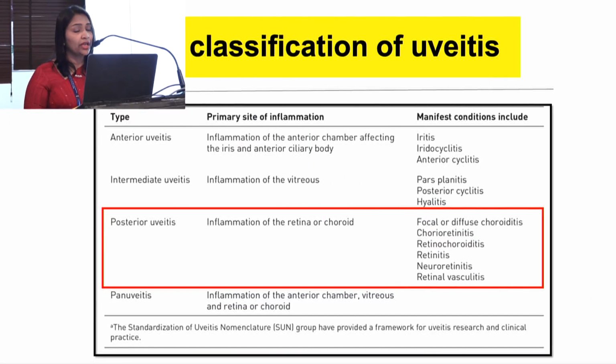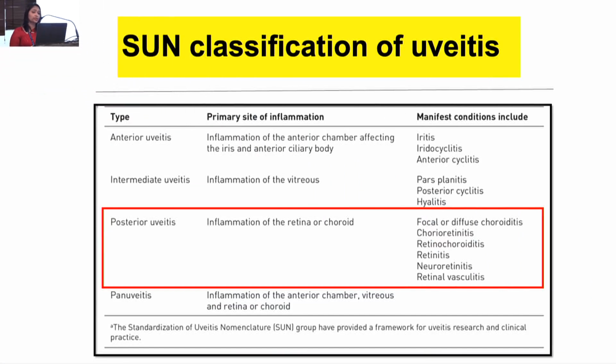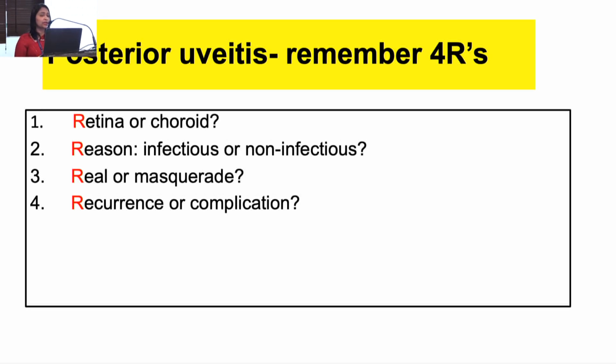So starting with the SUN classification of uveitis, we call it posterior uveitis when there's inflammation of the retina and the choroid. So it can be a retinitis, a choroiditis, chorioretinitis or retinochoroiditis, neuroretinitis or retinal vasculitis. Now when you see a case of posterior uveitis, remember 4 Rs. One is the clinical phenotype, so you can't confuse between a retinitis or a choroiditis, because retinitis points more towards infective etiology. The second is the reason, whether it is infectious or non-infectious. Third, is it real or is it masquerade? And fourth, is it a recurrence of the disease or a complication of the disease?